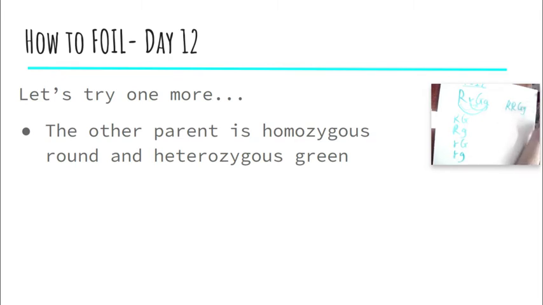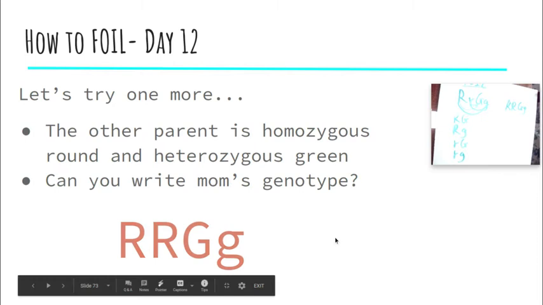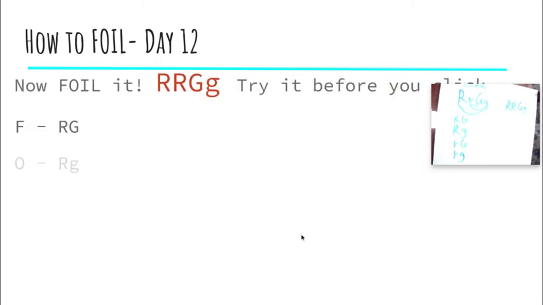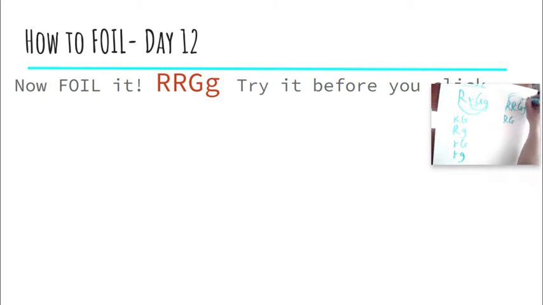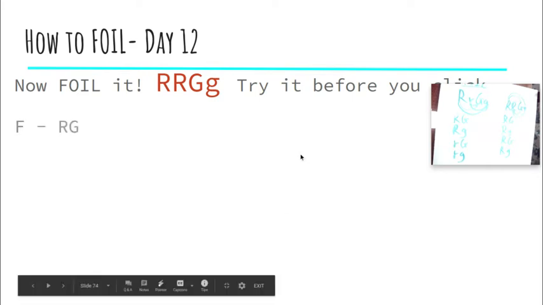Okay. And then we're going to foil this one too. Write the mom's genotype. Okay, we got that. And then we're going to foil this one. So first, it's big R, big G, outer, big R, little g, inner, big R, big G, and then last, big R, little g. So those would be the gamete combinations for the other parent. I think this was for the mom.